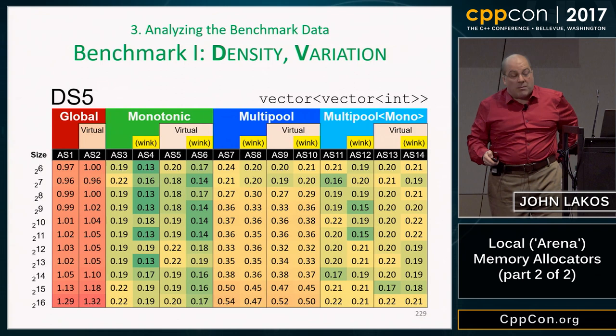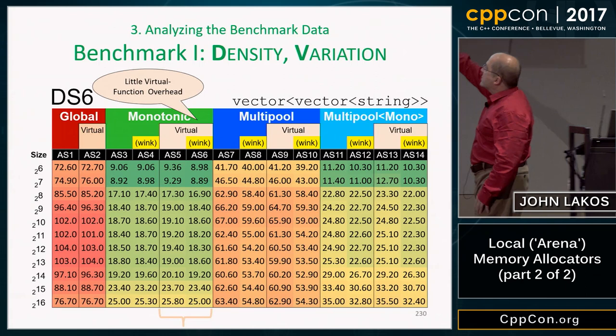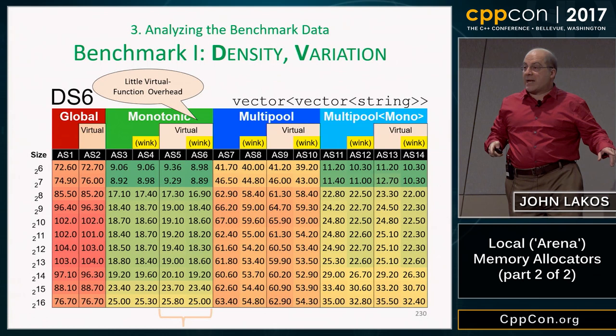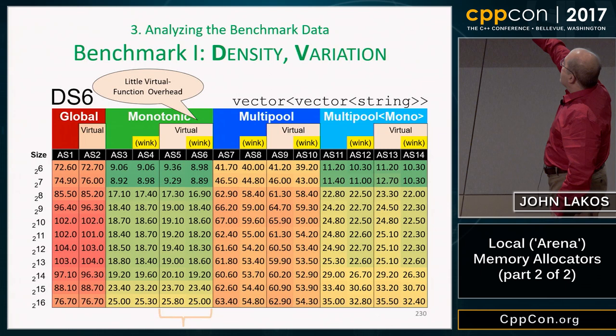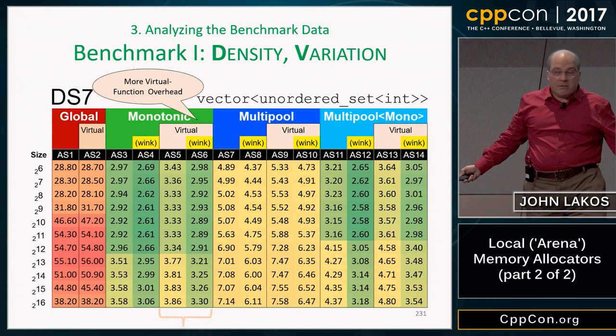All right, let's keep looking, because I think we're going to see a trend now. Notice the little virtual function overhead. Using the virtual function here causes some overhead, which is to be expected because while the outer part of the container can inline, the inner one can't. So there is some overhead. But again, notice that when you add in the wink, it's actually faster. The virtual one with the wink is faster than if you didn't do it at all and baked it into the type. My point is that that's all noise, but when you look at the global one, OMG, who cares?